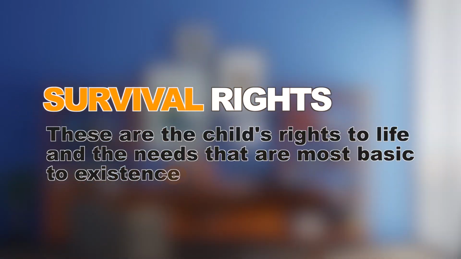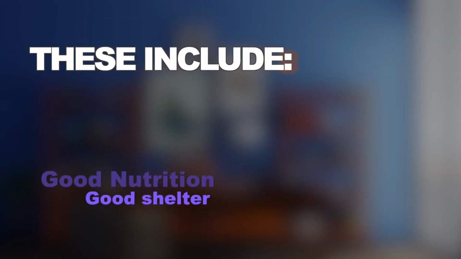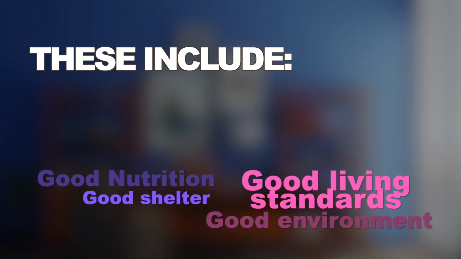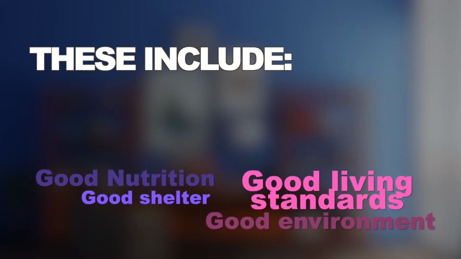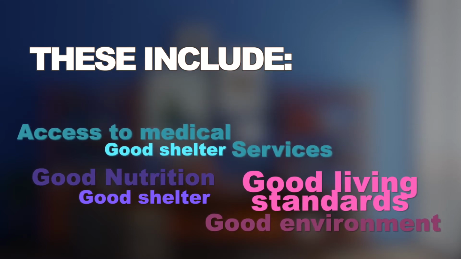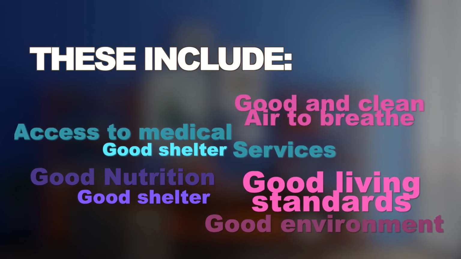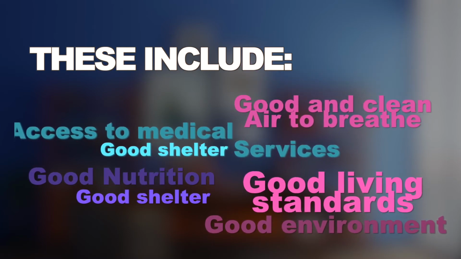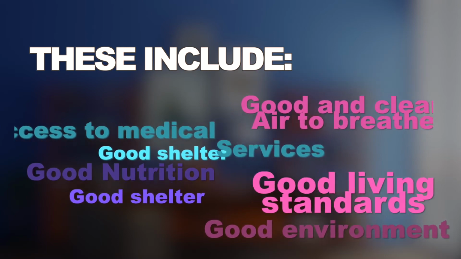Thank you for that reflection. Survival rights, these are the child's rights to life and the needs that are most basic to existence. Breaking it down for you, some of these rights include good nutrition, right to shelter, adequate living standards or good standards of living, a good environment, access to medical services, and just the clean air that you breathe. All these fall under survival rights.